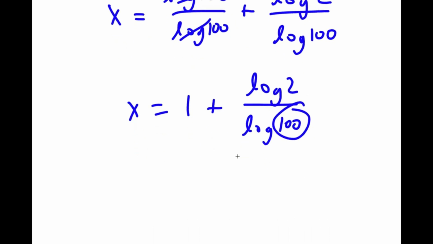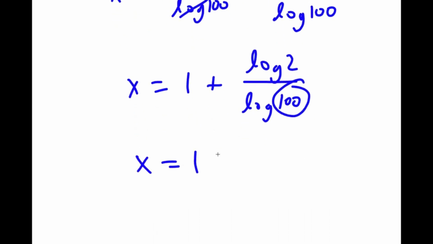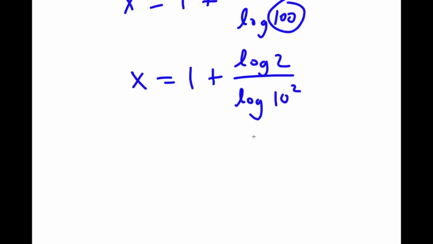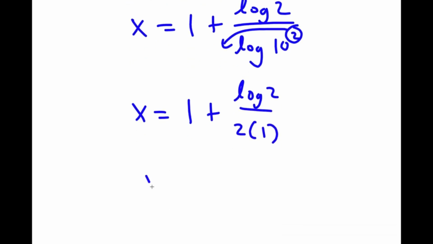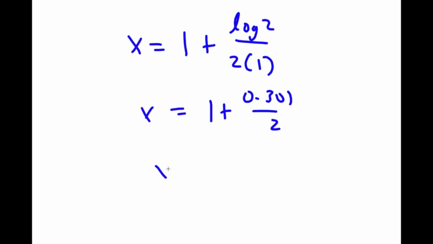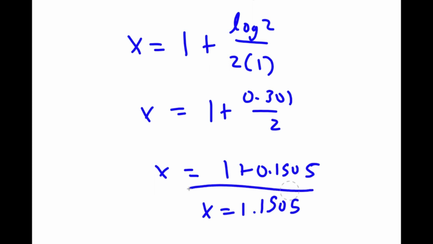Now 100 here, this is the same thing as 10 squared. So now I have x is equal to 1 plus log 2 over log of 10 squared. And remember, if I have something in the form log a to the power of b, I can move this to the front. So now I have x is equal to 1 plus log 2 over 2 times log 10, which is simply 1. And log of 2, that's equal to 0.301 over 2, which is equal to 1 plus 0.1505, which is equal to 1.1505. So this is my answer.